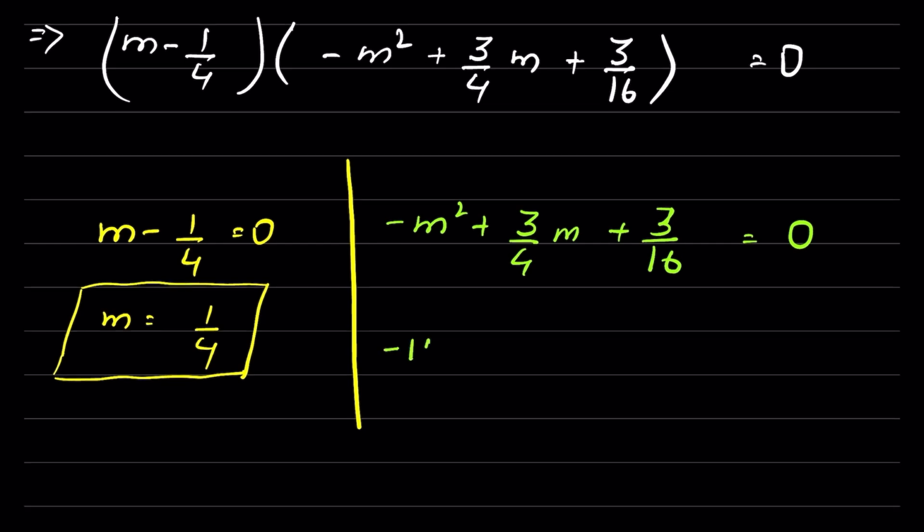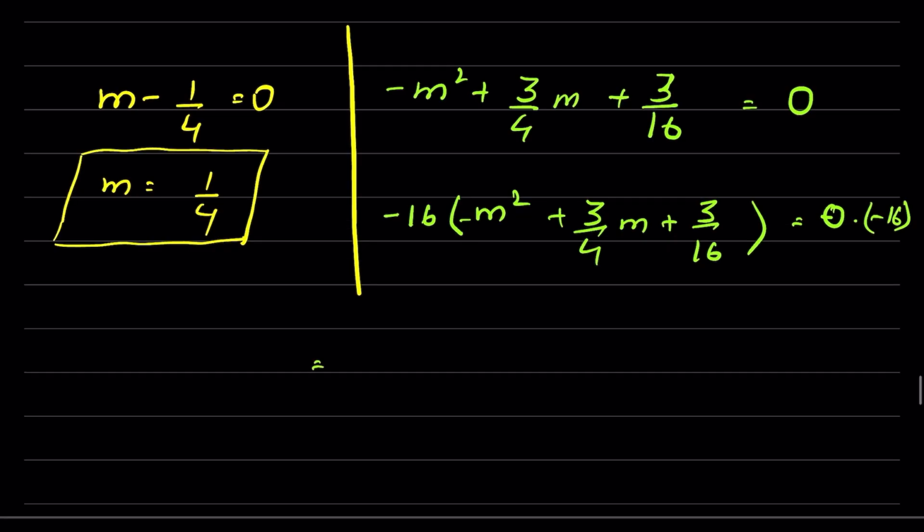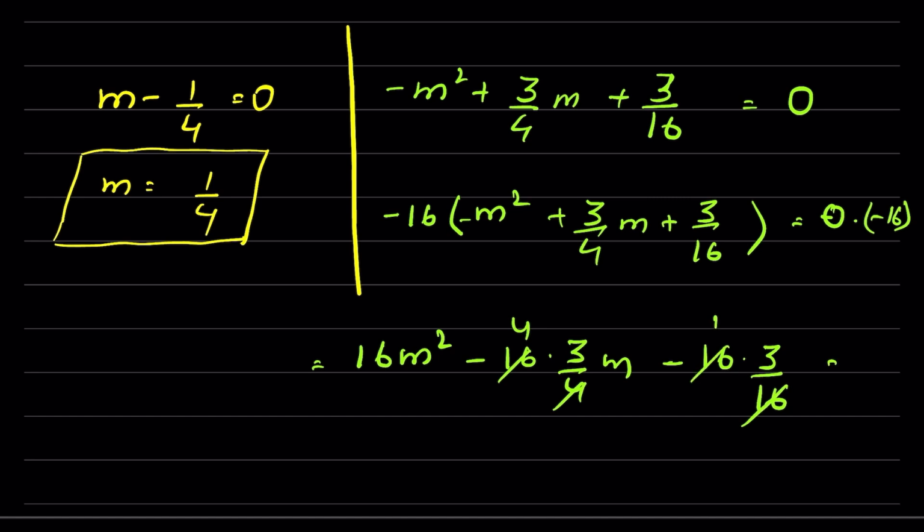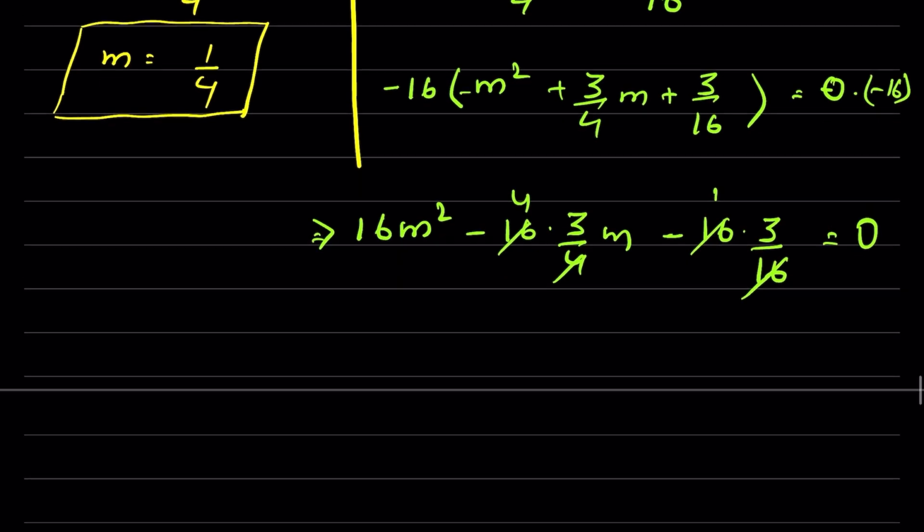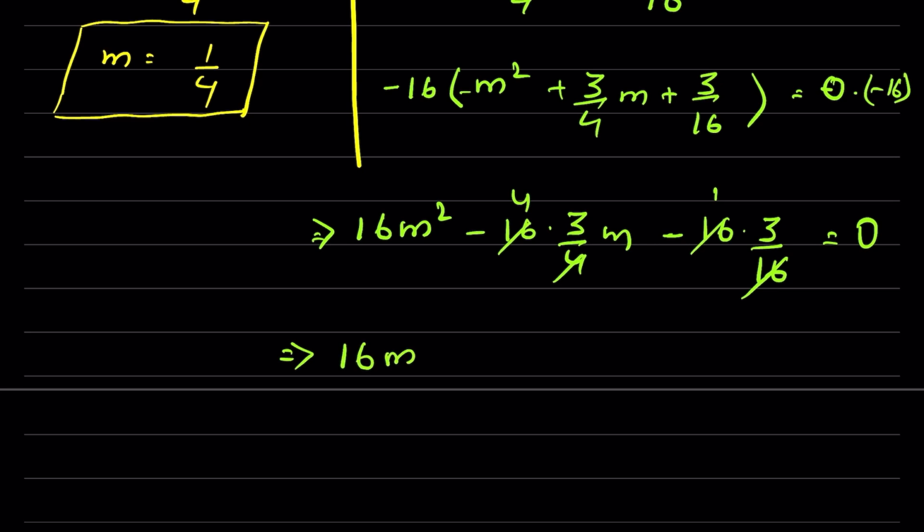If we multiply both the sides by minus 16, then we have minus minus plus 16m square plus minus minus 16 times 3 upon 4m. So 4 times 4 is 16, plus minus minus 16 times 3 upon 16. So 16 and 16 get cancelled is equal to 0. Now we have 16m square minus 12m minus 3 is equal to 0.